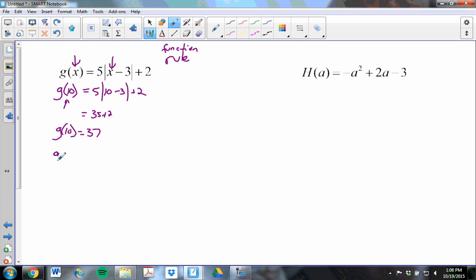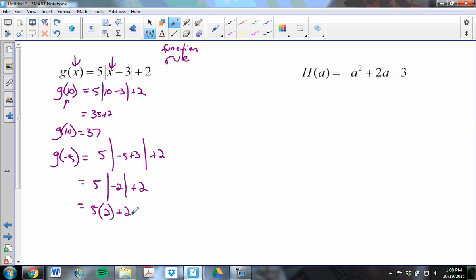And if I do g of negative 5, it'd be 5 times the absolute value of negative 5 plus 3, plus 2. Well, negative 5 plus 3 is negative 2. The absolute value of negative 2 is 2. 5 times 2 is 10, plus 2 is 12. So the input was negative 5. The output was 12.